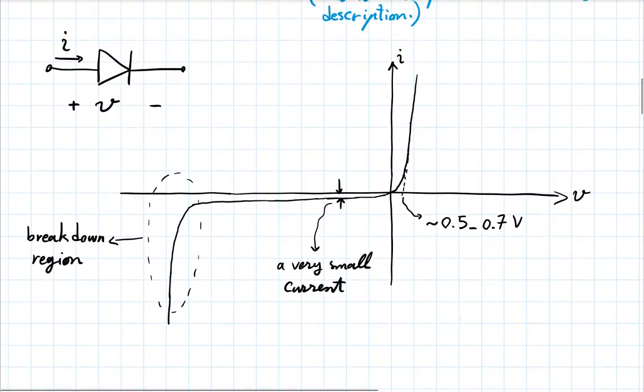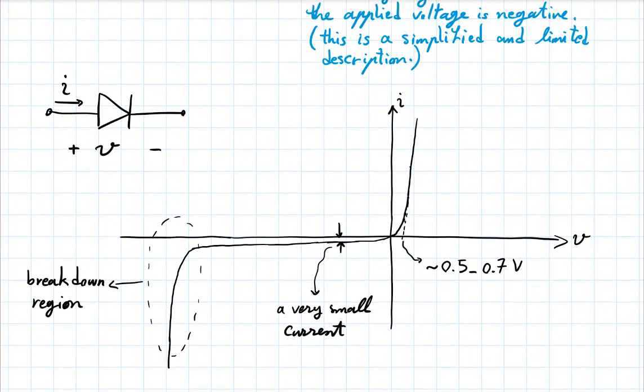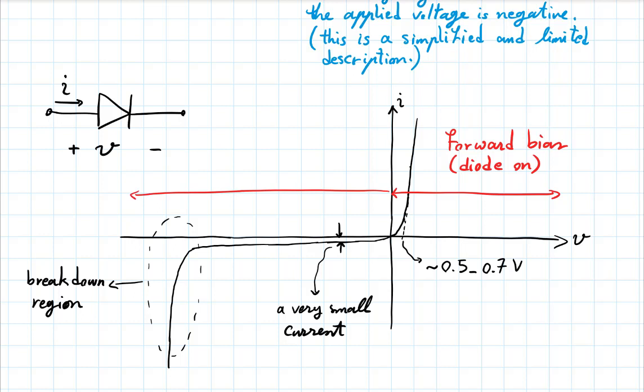But to maybe label these, when the voltage is positive on this side, we call this the forward region, or the diode is on. This is forward bias, or the diode is on. The negative voltage range is reverse bias, diode is off.